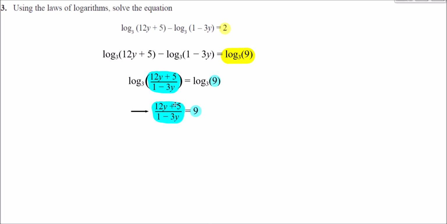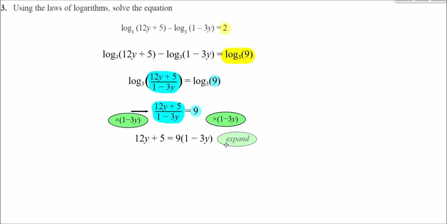So now we need to solve for y. This is going back to GCSE now. Now we've done the A level step, it's unravelling, going back to basics. If we multiply both sides of this by 1 minus 3y, we'll get 12y plus 5 equals 9 lots of (1 minus 3y). If we now expand this right-hand side, we get 12y plus 5 equals 9 minus 27y.